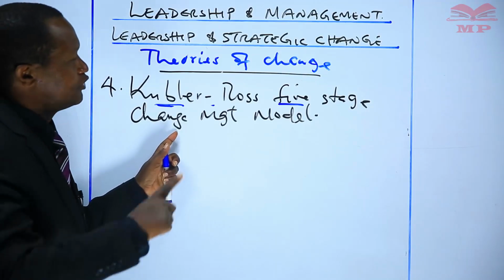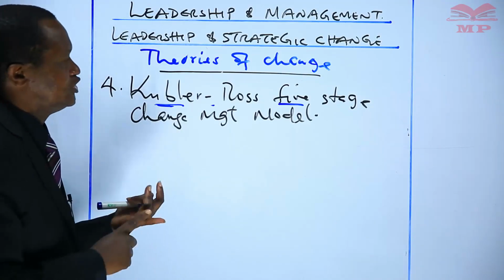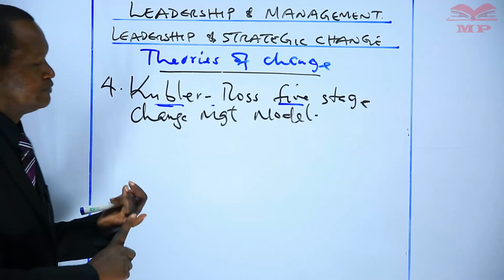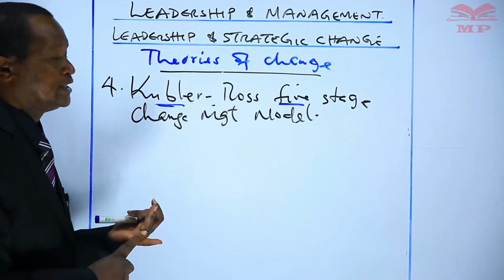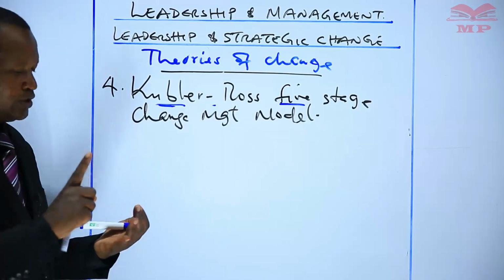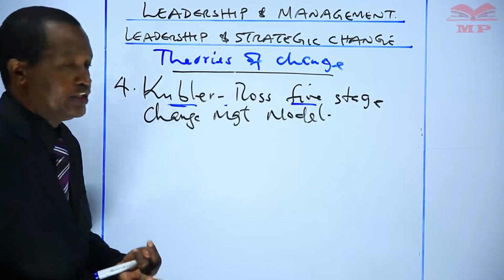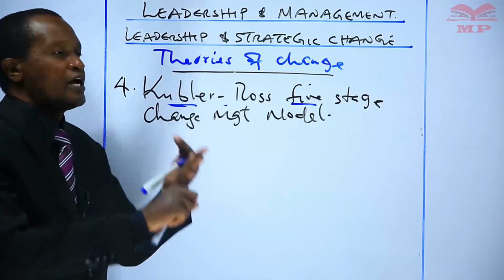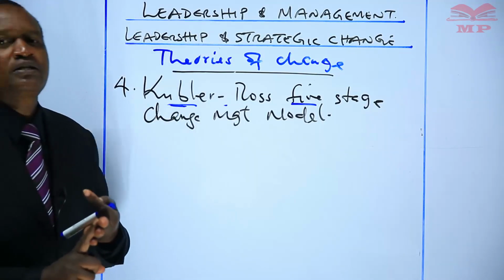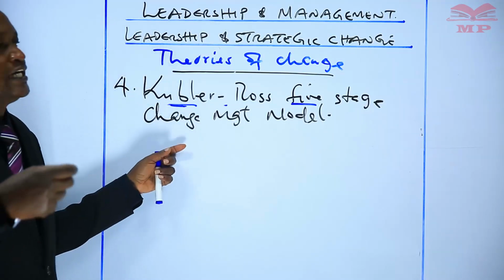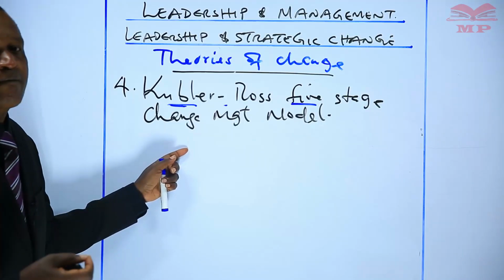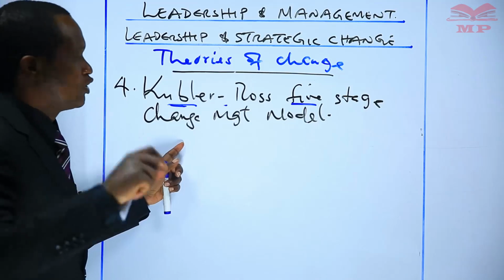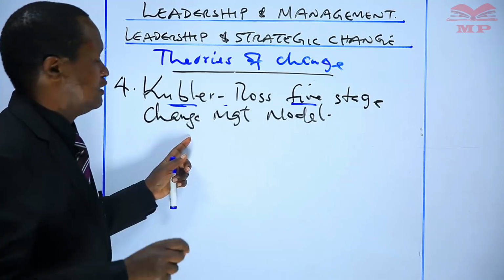And candidates, the original 5 stages of grief are: number 1, denial. Number 2, the second stage is known as anger. The third stage is known as bargaining, then depression, and then acceptance. Those are the original stages in the Kubler-Ross 5-stage model.